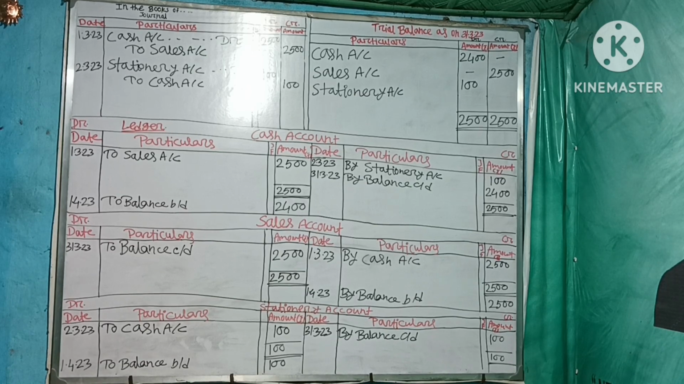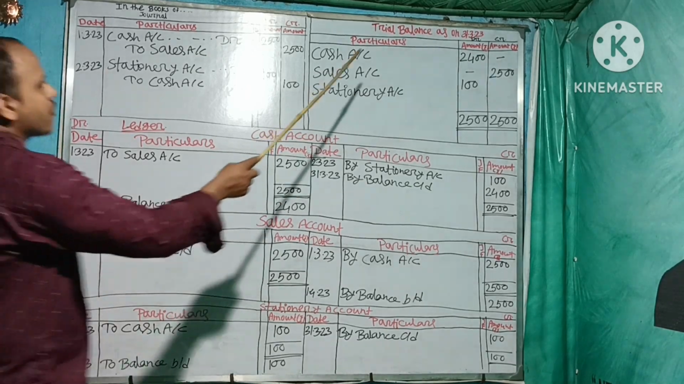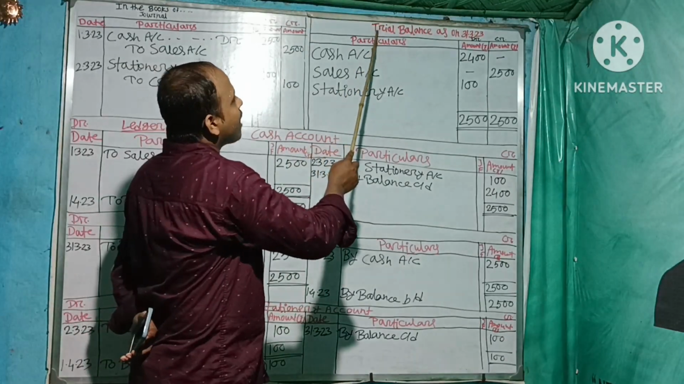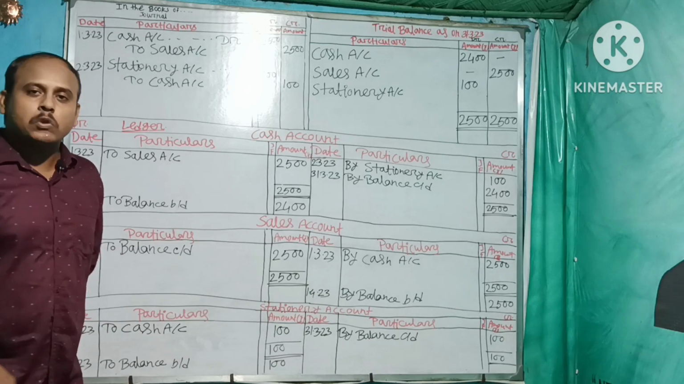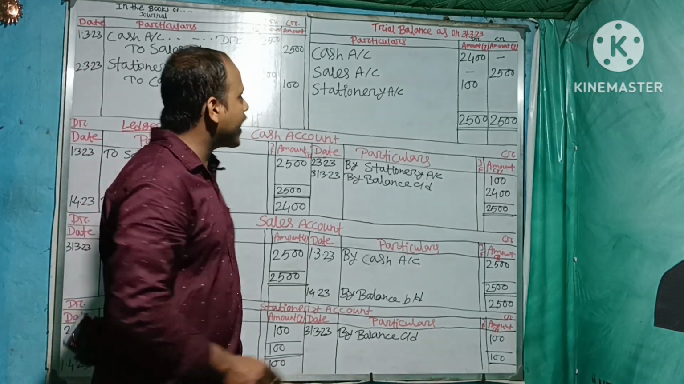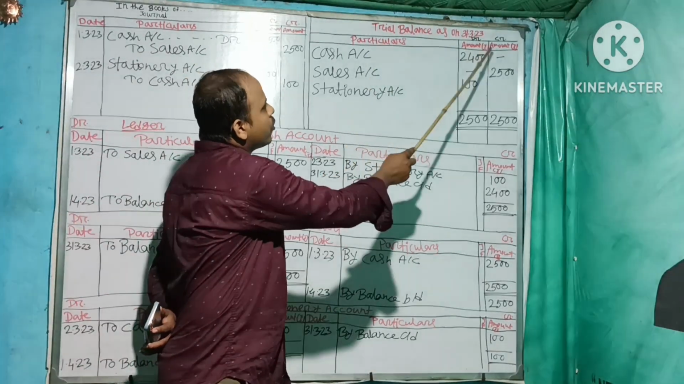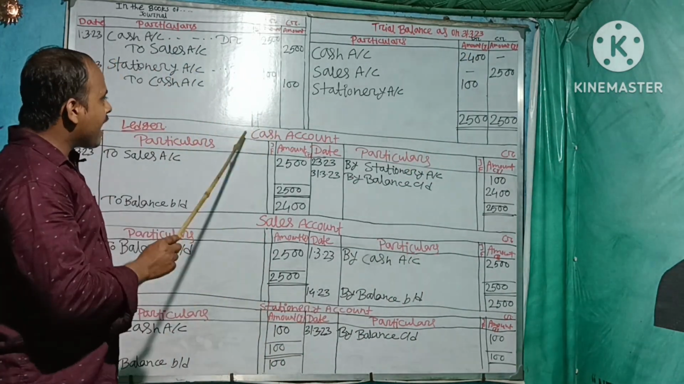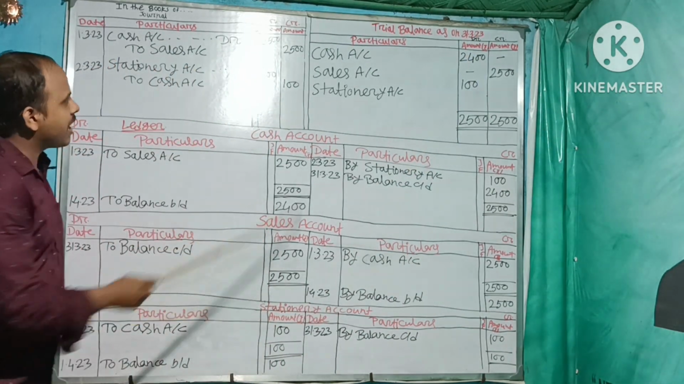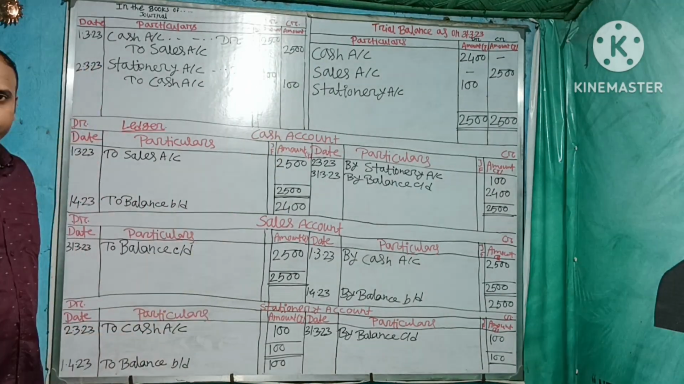Next we come to the trial balance. Here we can draw the trial balance format. Trial balance as on 31st March 2023, that is the closing date of accounts. Here particulars, amount rupees debit, amount rupees credit. There are three accounts: cash account, sales account, stationery account. We can write the three accounts one by one.